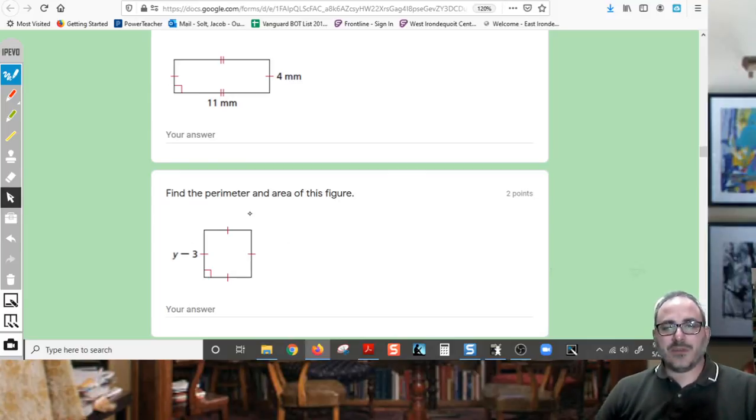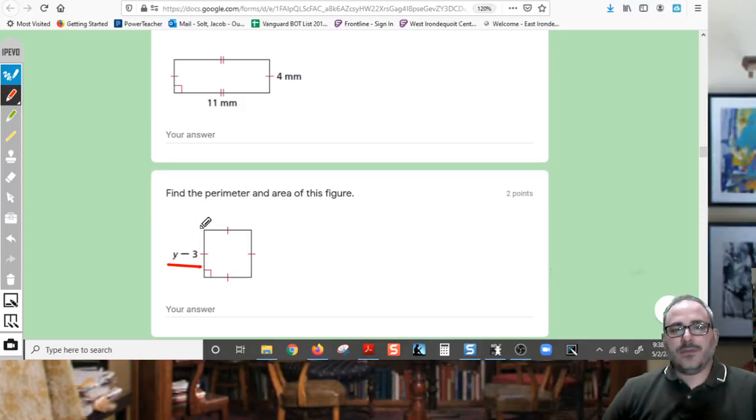So I've got to find the perimeter and area of this figure here. And the reason why it's tricky is because they didn't give me a number. They gave me y minus 3. Okay, I can do this. First thing I noticed right off is this thing here is a square. How do I know it's a square? Well, I have a hash mark, hash mark, hash mark. These 4 hash marks tell me all 4 sides are the same. I have a little right angle symbol here, which means I know this is a square. It's got all four sides the same, and they're all four right angles.